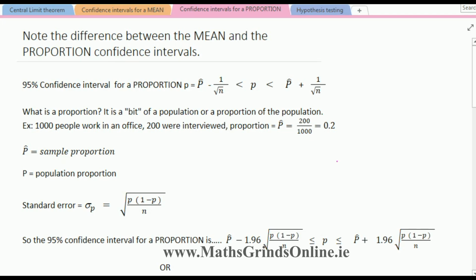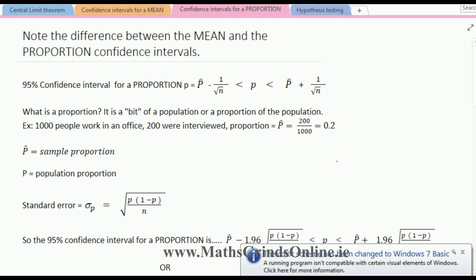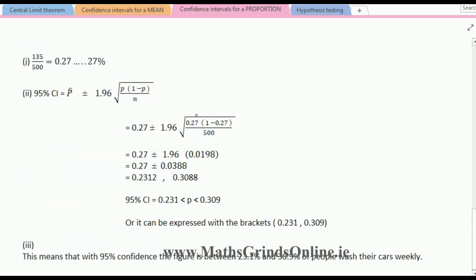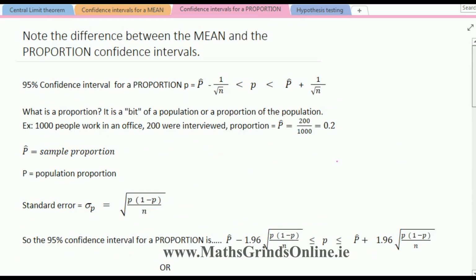Okay, this is the confidence interval for a proportion. Now, I suppose the first thing before we start is to be clear on the difference between the mean and the proportion confidence intervals. A proportion is effectively a bit of a population, or in other words, a proportion of a population.